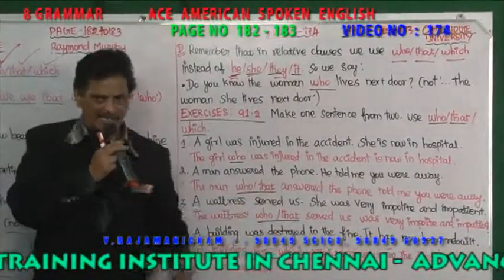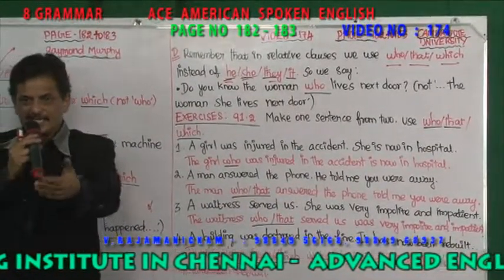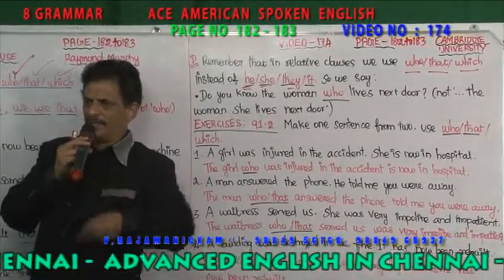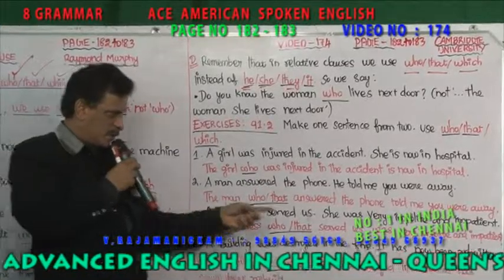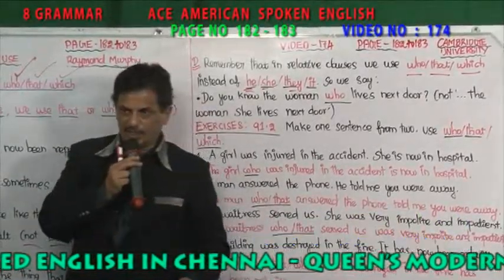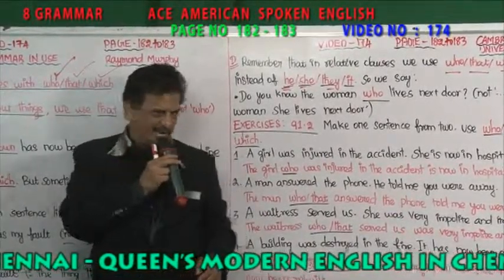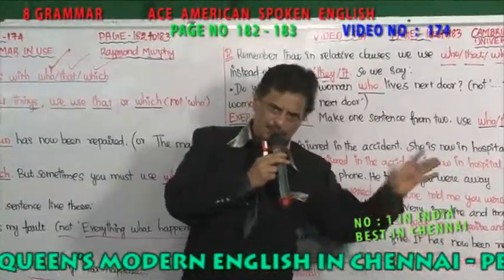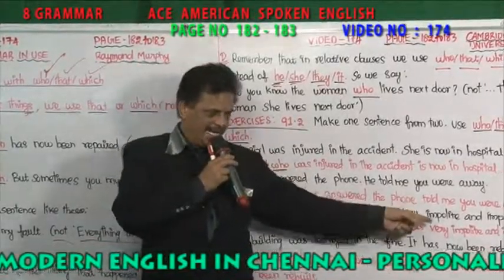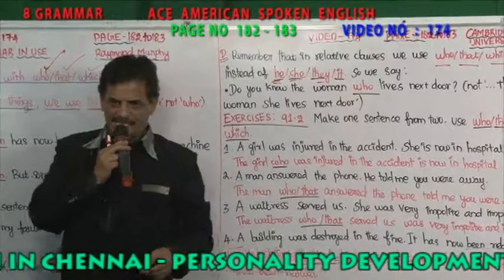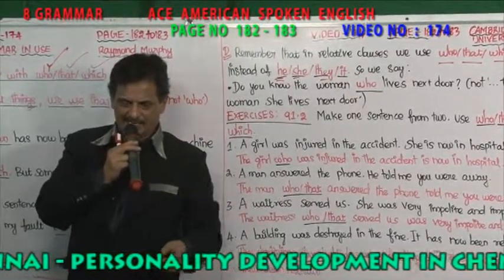Waitress served us. வெயிட்ரஸ் என்றால் என்ன? சர்வ் பண்ணக்கூடிய பெண்களை வெயிட்ரஸ் என்று சொல்வார்கள். எங்களுக்கு உணவு பரிமாறினாள். She was very impolite. அவள் எப்படி இருந்தாள்? இம்பொலைட் என்றால் என்ன? பொலைட் என்றால் அமைதி. இம்பொலைட் அமைதியே இல்லை. இம்பேஷன்ட், பொறுமையே இல்லை. பொறுமையும் அமைதியும் இல்லாத ஒரு பெண் அந்த ஹோட்டலிலே எங்களுக்கு உணவளித்தாள்.